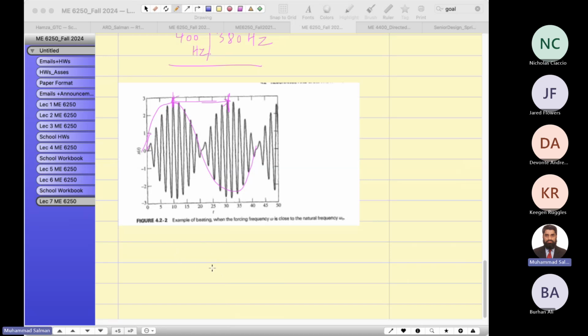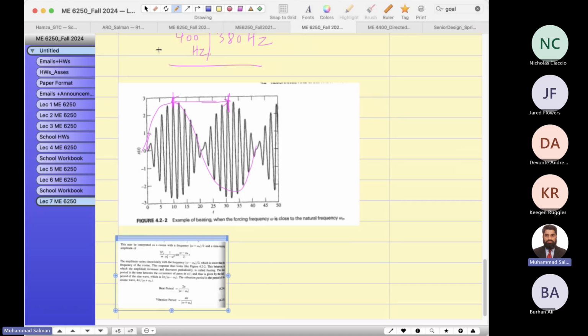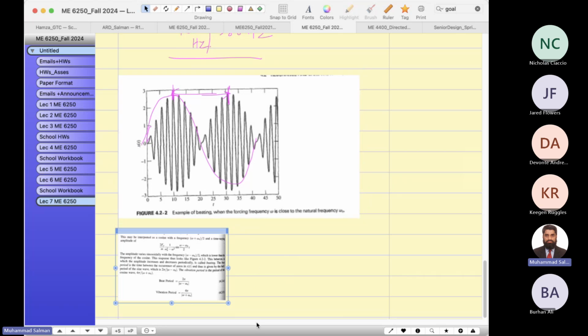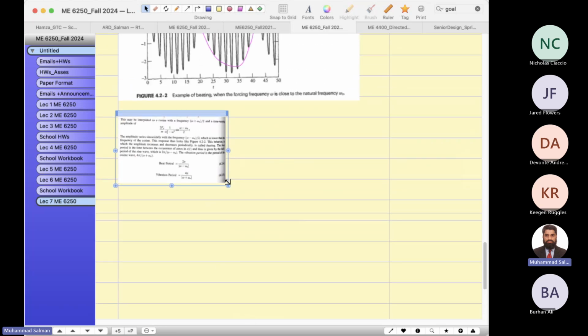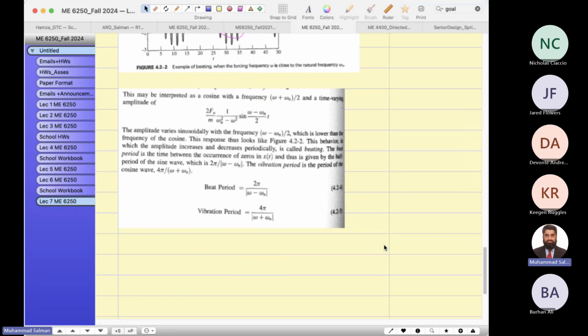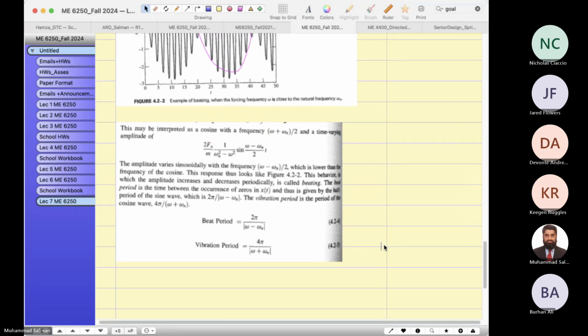The theory behind it you can read at home, but I just want to show you. You will not be asked to derive the theory formula, but you may see practice problems to find the frequency of the signal. So this is the formula here, and the beat period is given in this equation, and the vibration period is over here.